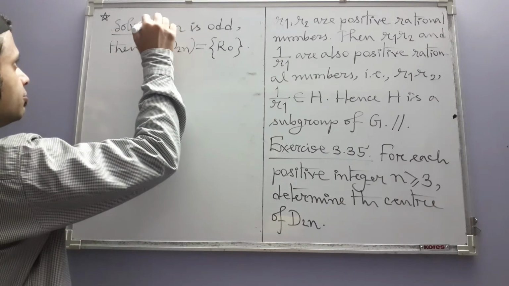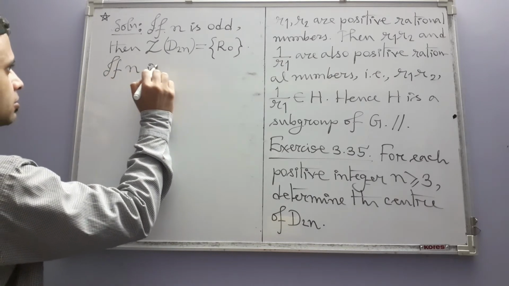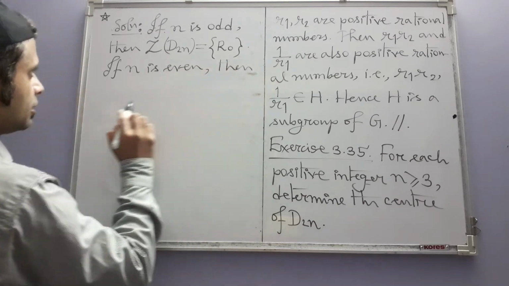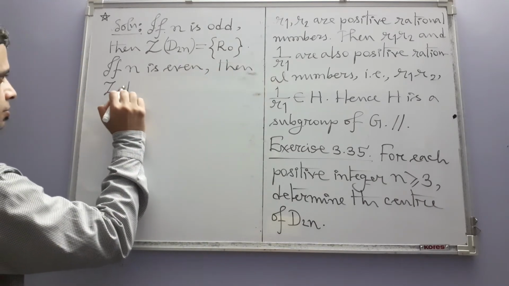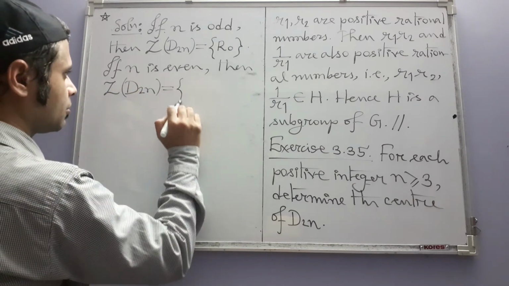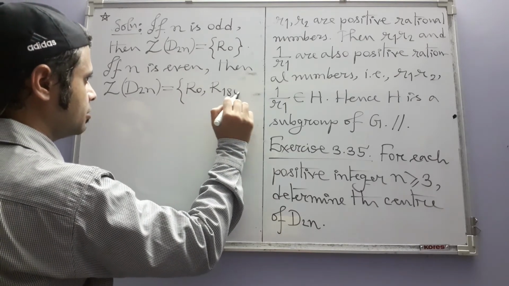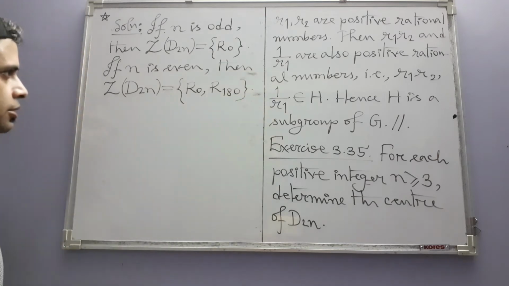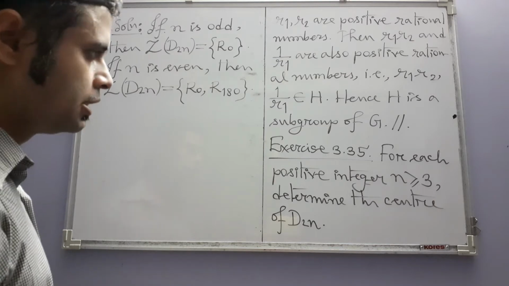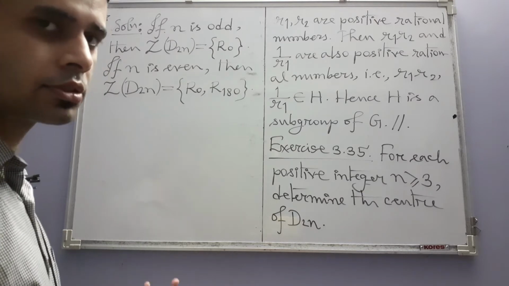And if n is even, then the center is non-trivial, and besides the identity element there is also the rotation through an angle 180 degrees. So you see what the author has written, and if you do not understand something, you can of course always ask me.